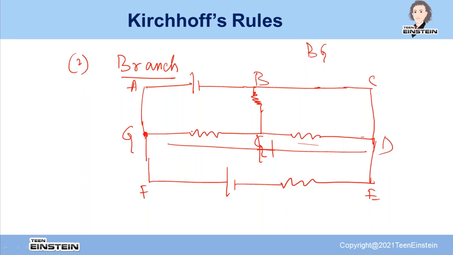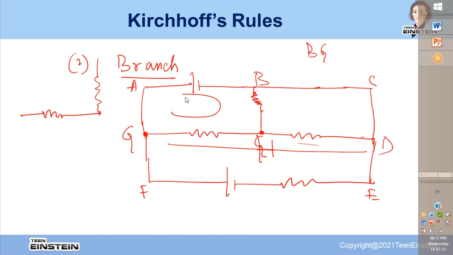Okay, so even you can see, if I just look at this loop. Okay, so this is a branch, this is a branch. So branch of a circuit is actually the path before it reaches the next junction.